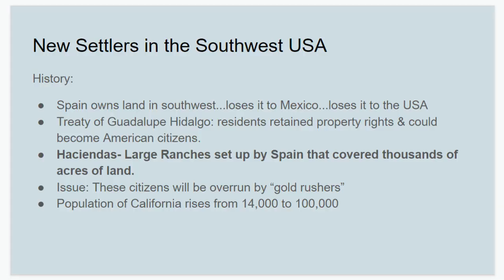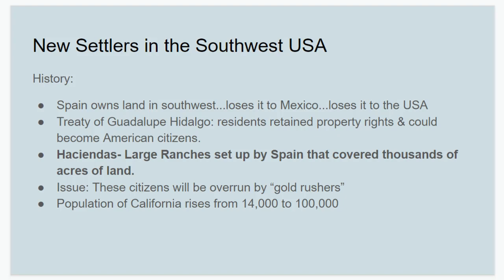So, new settlers in the southwest United States. Spain owned the land in the southwest, and it lost it to Mexico. And then they lost it to the United States. Under the Treaty of Guadalupe Hidalgo, residents retained property rights and could become American citizens. Haciendas are large ranches that were set up by Spain. They covered thousands of acres.